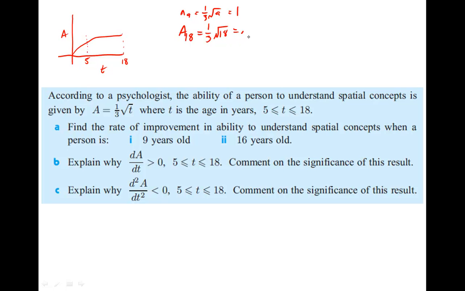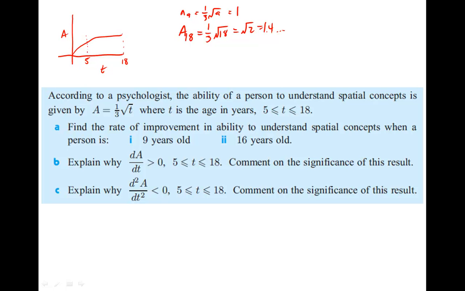3 cancels out, so root 2, which is about 1.4. So obviously the ability is increasing. What do these numbers mean? Well, that's another question. But what we're looking at here is the rate of improvement. So how is that increasing? Well, that is, how is it changing over time.